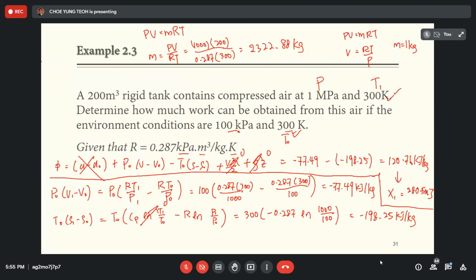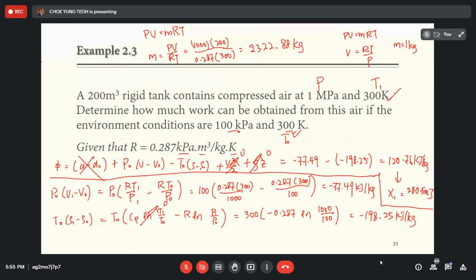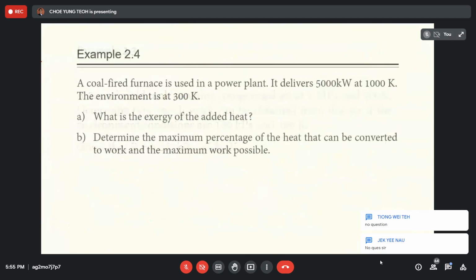Any question on that? Okay, good. Then we can move to the next one.